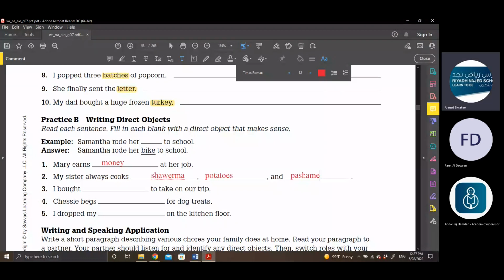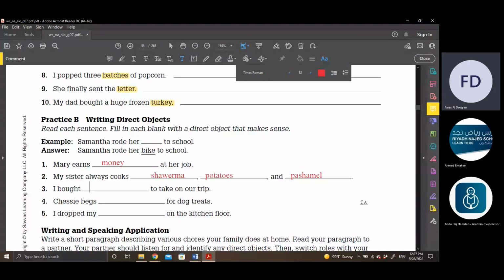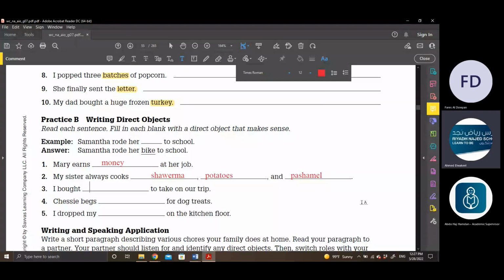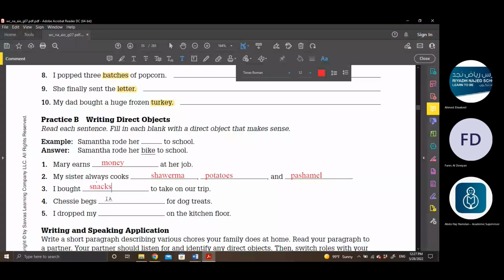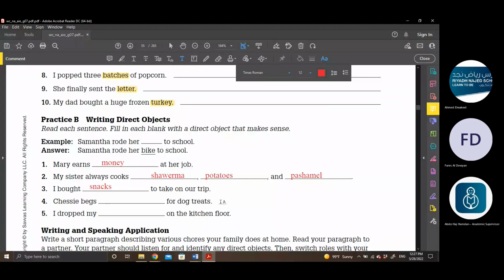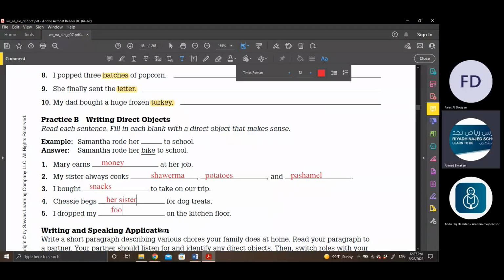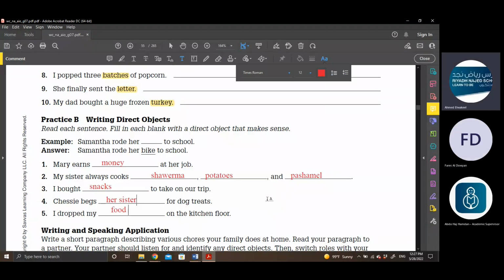I bought blank to take on our trip. I bought, let's say, snacks. I bought snacks. I bought water. Chelsea begs blank for the dog treats. Sister. Begs her sister. I dropped my food. I dropped my food on the kitchen floor.